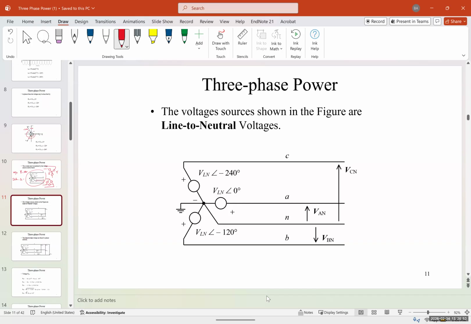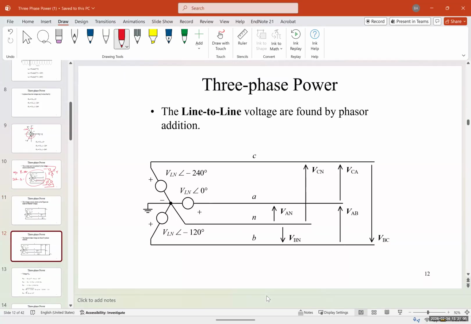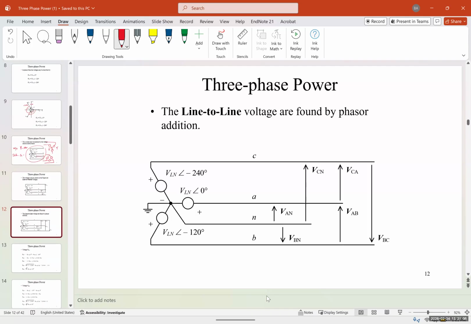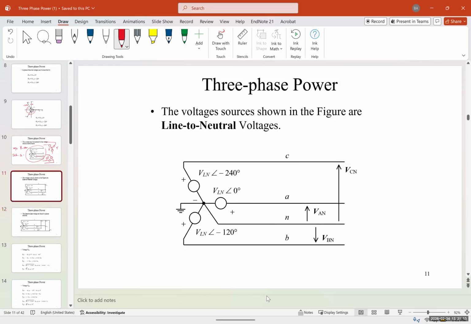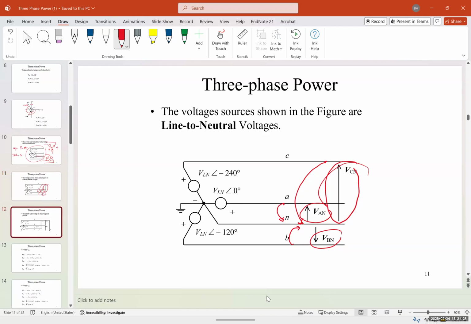Sometimes we call this V phase as well, the phase voltage, or the phase to neutral voltage. So in some books, it's shown that way. Another way that we represent voltage is V line to line. By the way, V line to neutral is the voltage difference between each line and the neutral. So between C and N, between A and N, and between B and N. Okay, VAN, VBN, VCN.